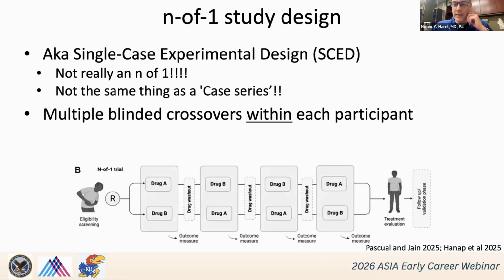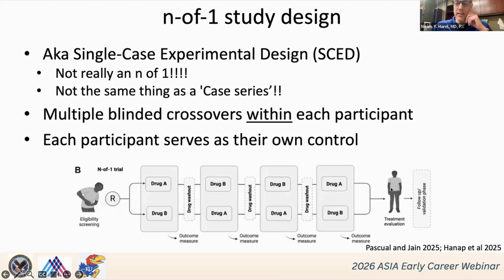These can be blinded, and you're measuring the outcomes after each phase of the study. That way, from each participant, you get more data with themselves as the control. And then you do this again and again on multiple participants. It's not really an N-of-1. And it's not a case series, in terms of we're not just following the natural history of this patient's treatment. This is a prospective type of study design.